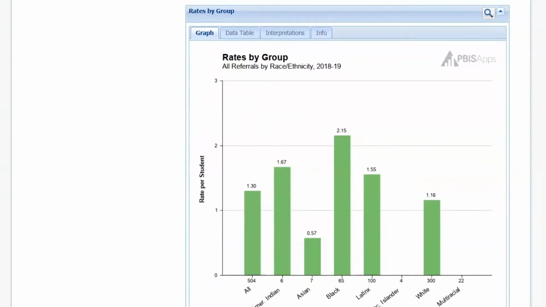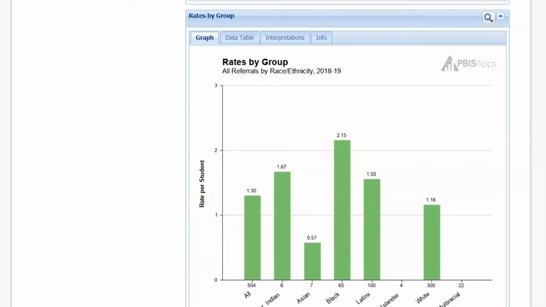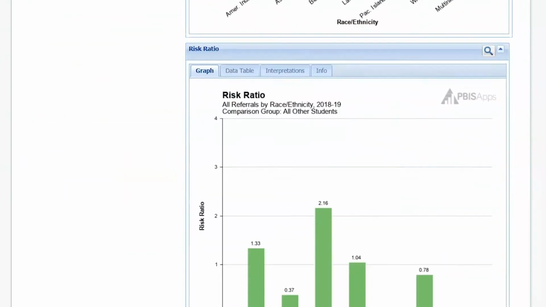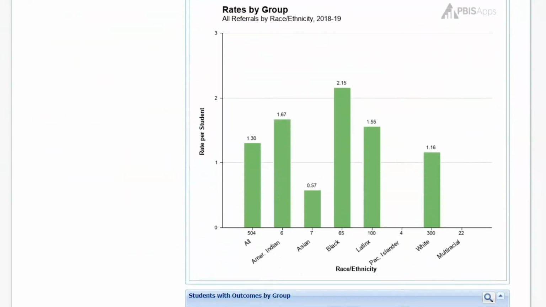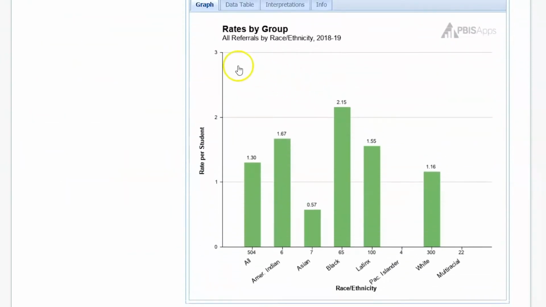This report shows the average number of outcomes per student for each of the individual subgroups. For this example, the outcome we chose was all referrals. So we're looking at the average number of referrals per student for each group. Considering the risk index, the risk ratio, and the rates by group graphs, the rates graph is the most stable way to ask the how much question for each student. On average, how many times are students within each group issued a specified outcome?